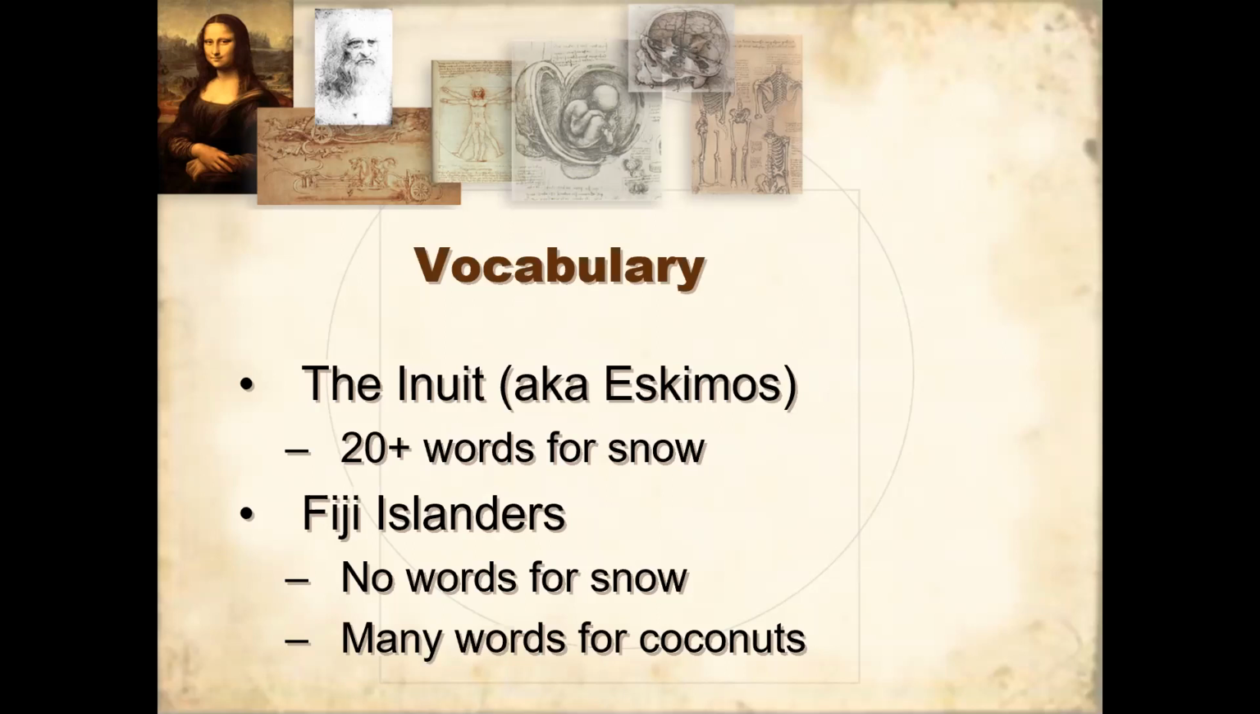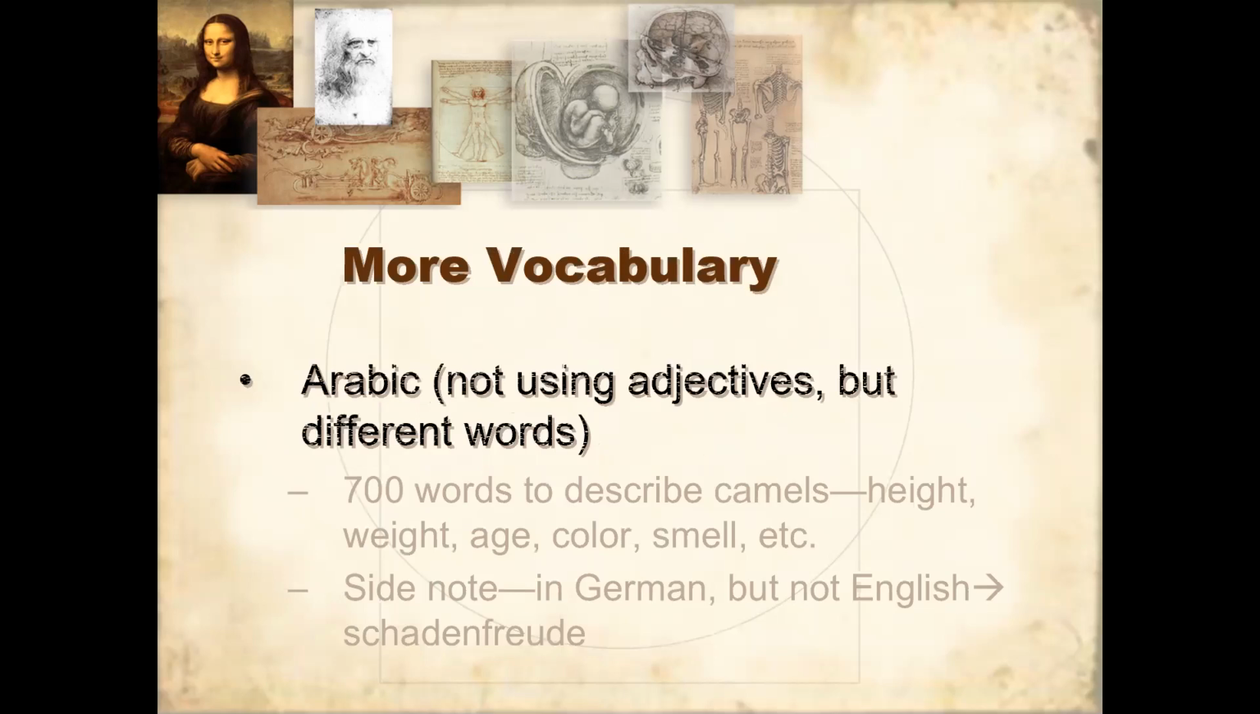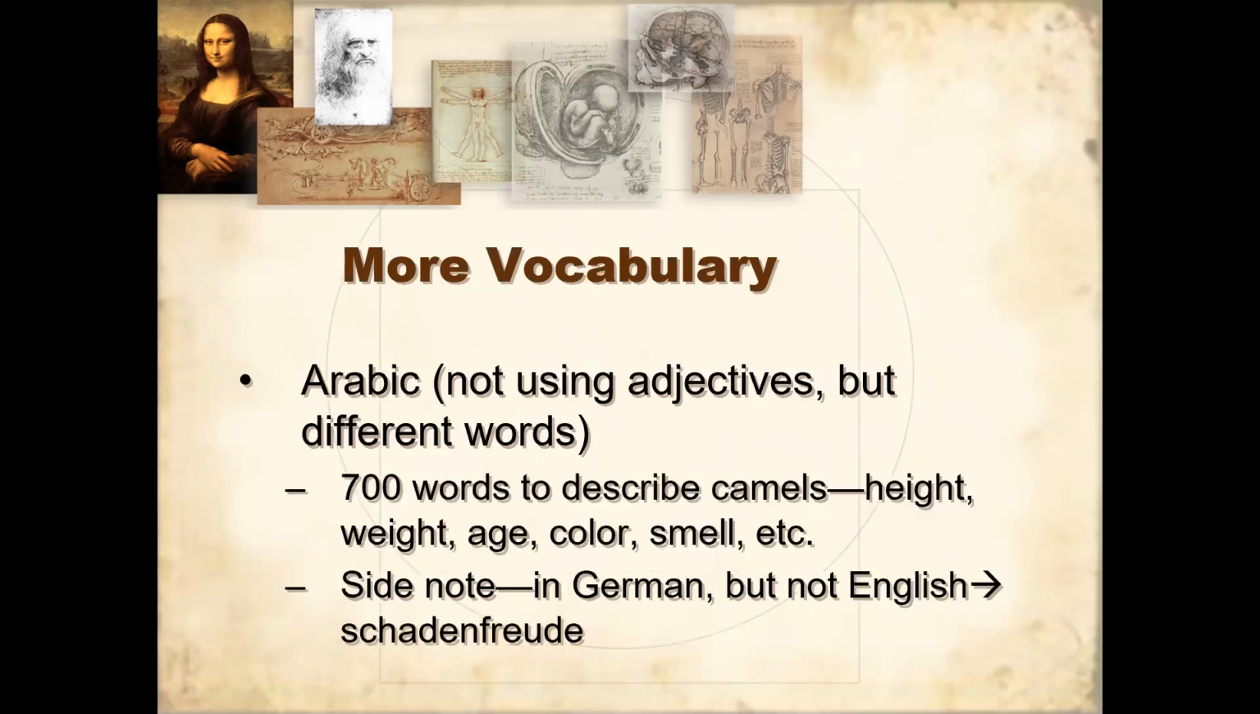Fiji Islanders have absolutely no word for snow. They don't need one in their native tongue. They could learn the English word snow and learn what it represents. They don't have one in their native tongue because there's no need. In Fiji, it does not snow. But they have a lot of words for coconuts. For us in Nebraska, a coconut's a coconut, but not for them. Arabic, they have 700 words to describe camels, which for us, it's pretty much like it's a camel. We could describe its color and how many humps it has, and that's about it. Nope, lots of different ones.